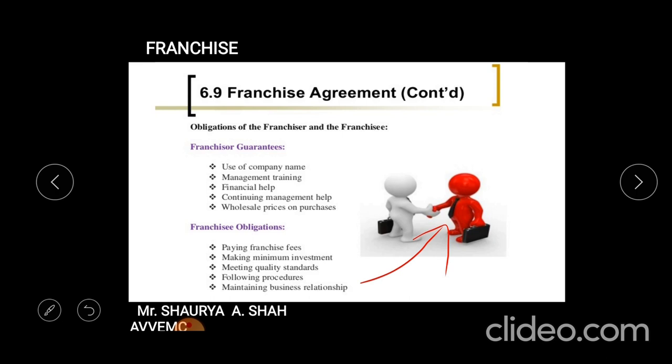I suppose every student is clear with this part. What we have studied in this class, students: we have studied various kinds of modes of business, a comparison between all the kinds, that is LLP, partnership, and company. Then we started with the franchise. We saw the meaning of franchising. We saw three concepts, that is franchisor, franchisee, and franchise. Then we studied the various basic ingredients of the franchise.